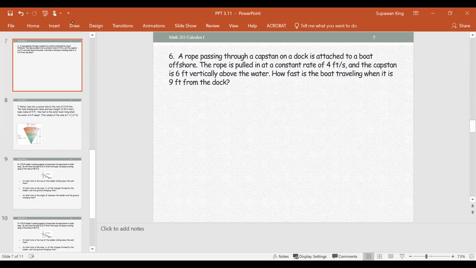This is the rope passing through a capstan on a dock attached to the boat. The rope is pulled in at a constant rate. This is the rate of the rope. And the capstan is 6 feet vertically above the water. How fast is the boat traveling when it is 9 feet from the dock?